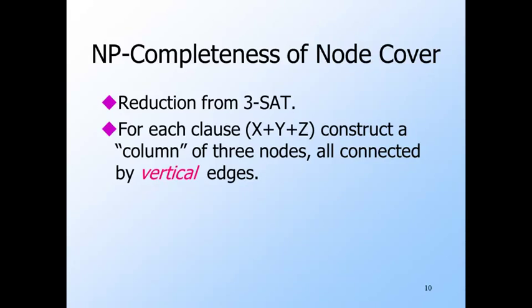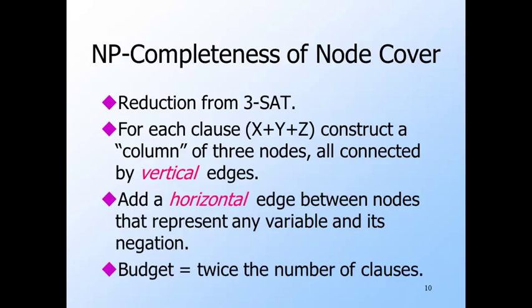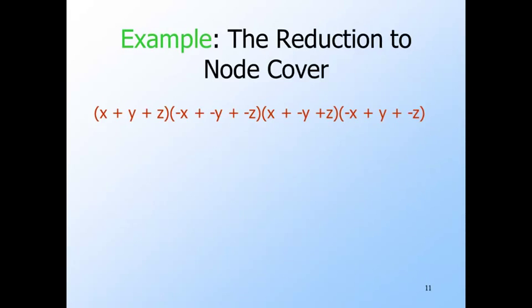There are vertical edges connecting each pair of nodes in a column, and thus there are 3 vertical edges per column. There are also horizontal edges that connect nodes in different columns. 2 nodes are connected if they represent literals with the same variable, and exactly one of those literals has that variable negated. And finally, the budget k is twice the number of clauses, which is also exactly 2/3 of the nodes. So here's an example of an instance of 3SAT with 4 clauses. We'll construct the graph that has a node cover of 8 nodes if and only if this expression is satisfiable.